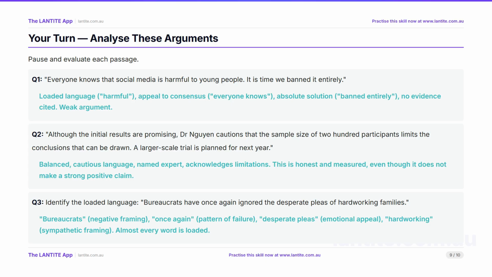Question 3. Identify the loaded language. Bureaucrats have once again ignored the desperate pleas of hardworking families. Almost every word is loaded. Bureaucrats is negative framing. Once again implies a pattern. Desperate pleas is emotional. Hardworking is sympathetic framing.